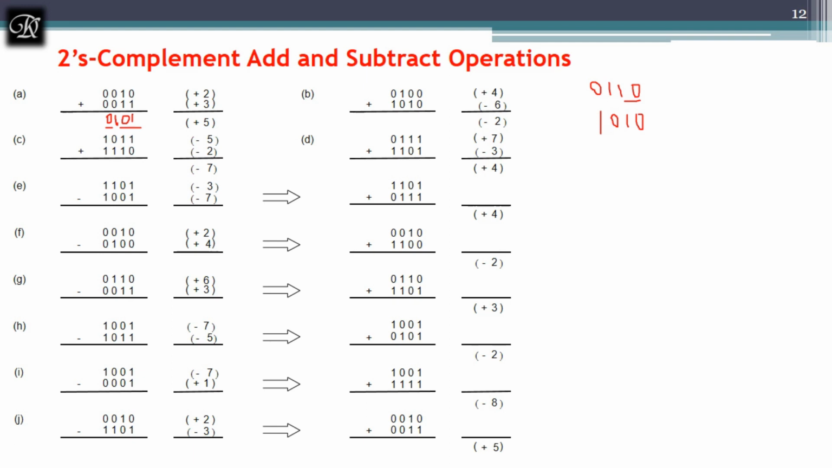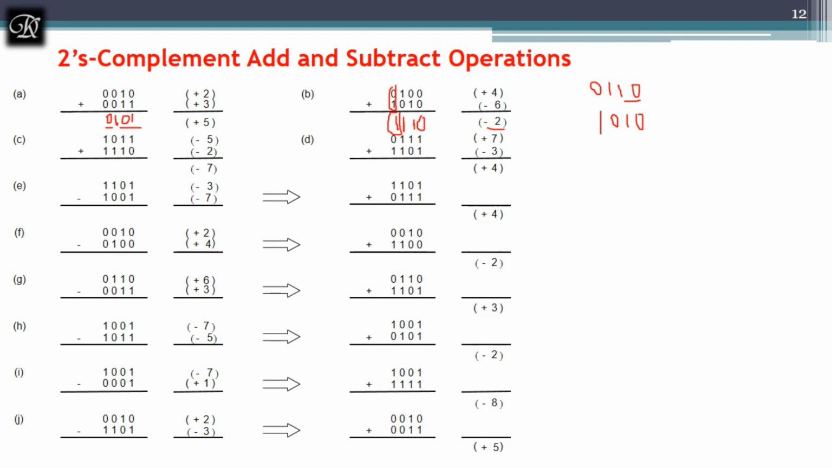Now let's add this. 0 and 0 is 0, 0 and 1 is 1, 1 and 0 is 1, and 1 and 1 is 1. Now this is the sign bit I told you about. This is the sign bit we are going to mention. Now what did I get? I got a negative number, 1 1 1 0, sorry, it is 1 1 1 0. This is negative, and the answer is negative 2.